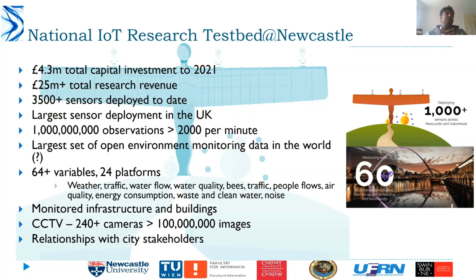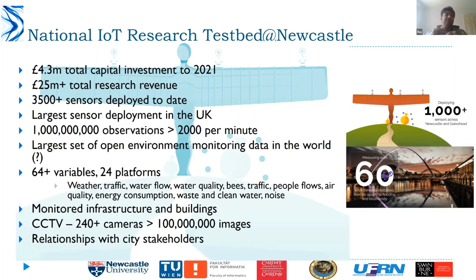As you see, we have deployed across Newcastle almost more than 3,000 types of sensors. And as of now, we have more than 1 billion data points. Every minute we produce 2,000 data points from those deployed sensors. And it's growing by the day as we deploy more and more sensors. And if we increase the data sampling frequency of the sensors, the number of observations per minute is going to increase as well.